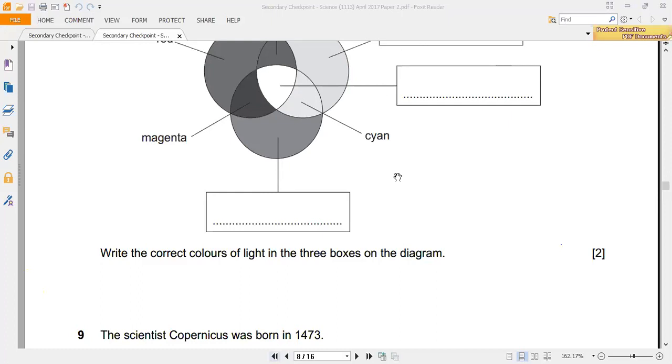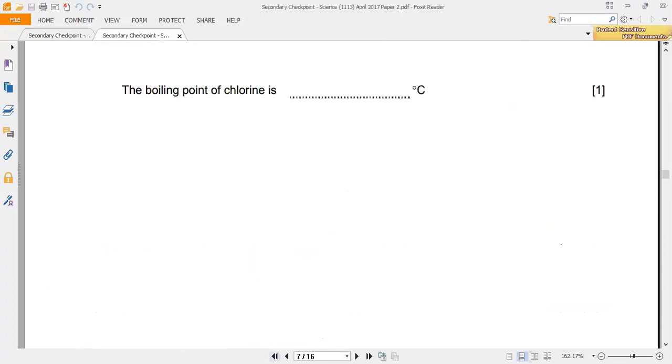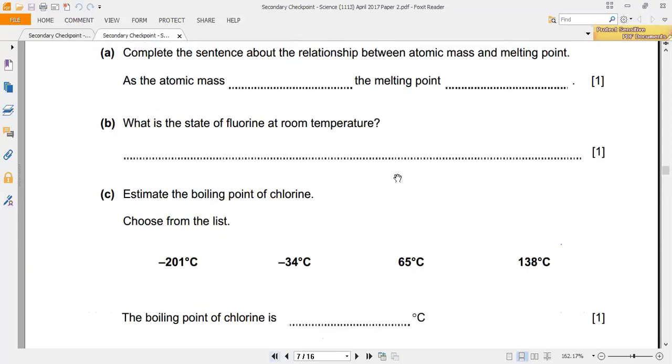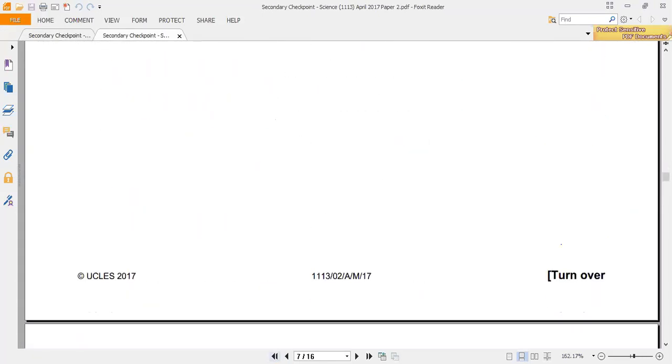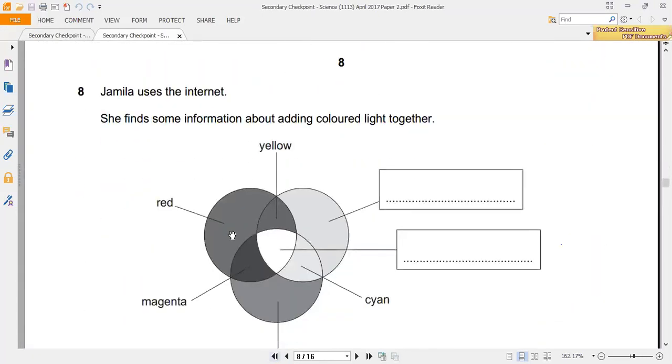The answer of 7B, I illustrated this one. Oh yeah, 7B. What is the state of fluorine at room temperature? It's a gas, man. It's a gas. Okay, it's a gas. So, question number 8.